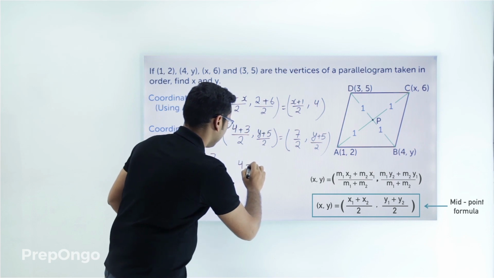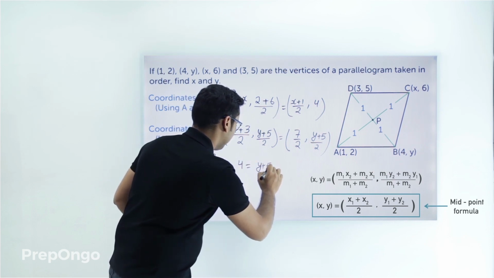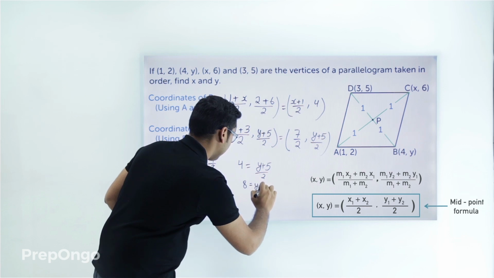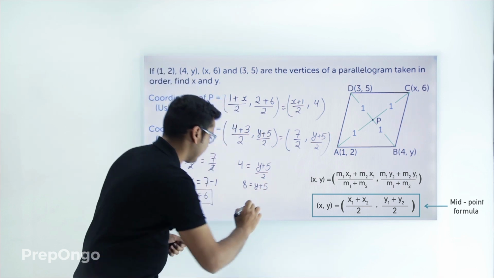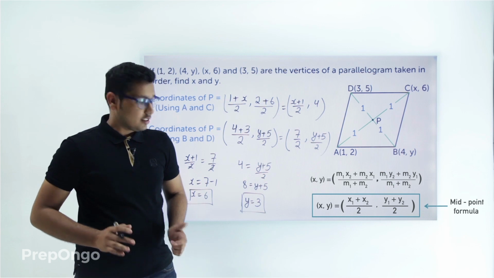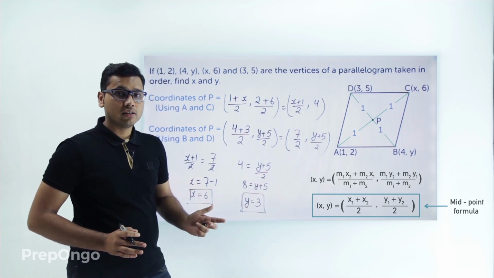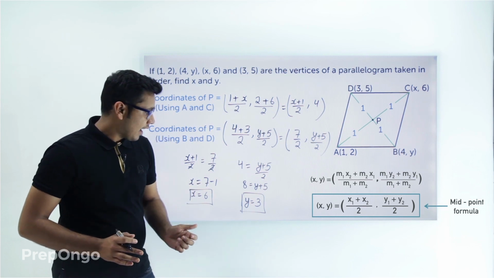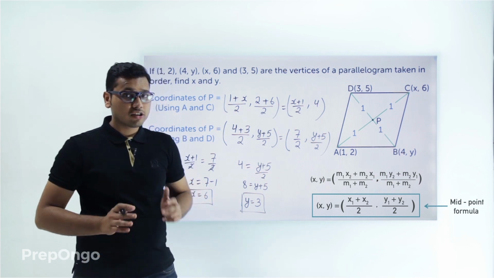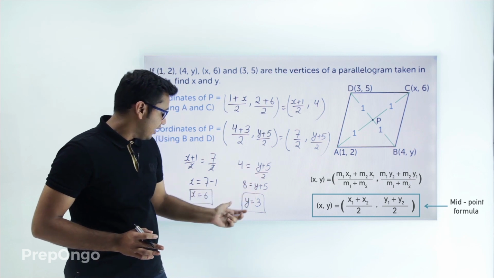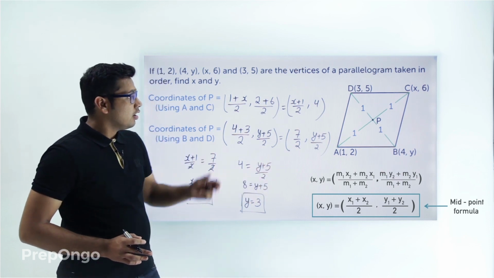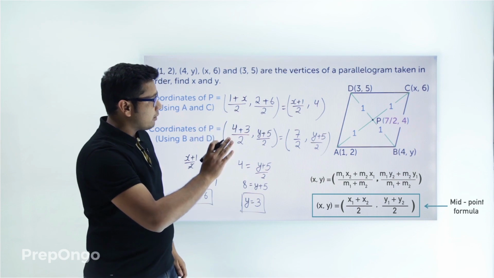Similarly, let's find the value of y. So we equate 4 equals (y plus 5) by 2. Just cross multiply. This will be 8 equals y plus 5. And from here we get the value of y to be 3. So by applying this midpoint formula, we can calculate the coordinates of any midpoint, and here we calculated the values of x and y. We can also write the coordinates of P by putting the value of x in this equation and y in this equation, and you will find that the coordinates of P come out to be (7 by 2, 4).